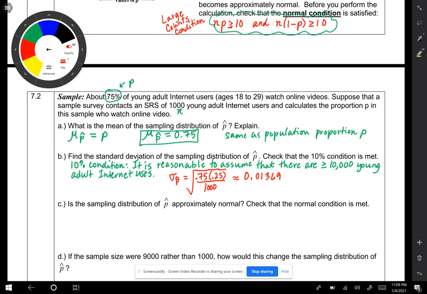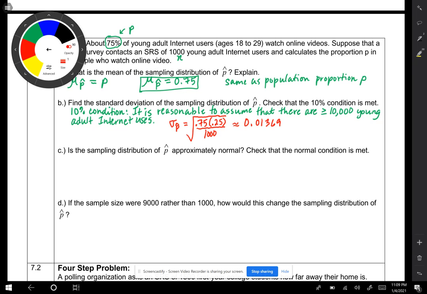C. Is the sampling distribution of p hat approximately normal? Check that the normal condition is met. So here's where we want to show our work. So do you have to write the formula? It's never going to hurt, but you don't have to. You can just do both of it and show both of them.